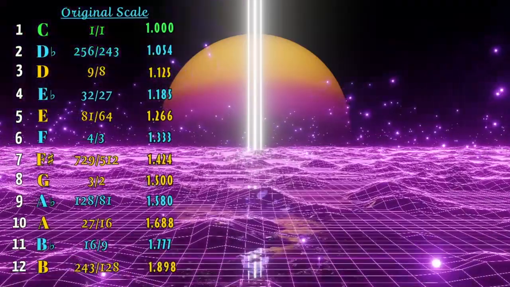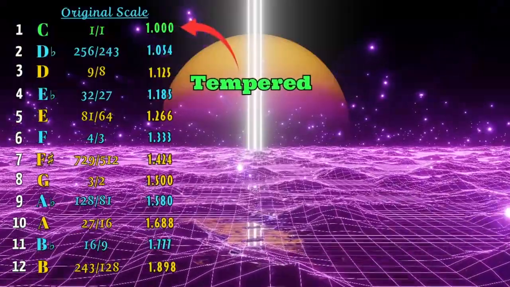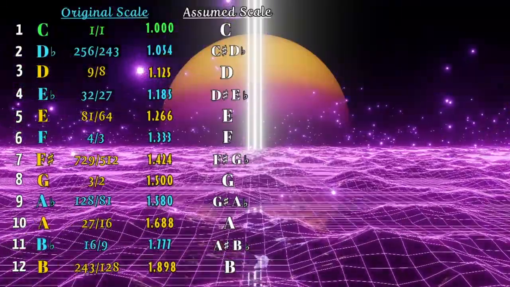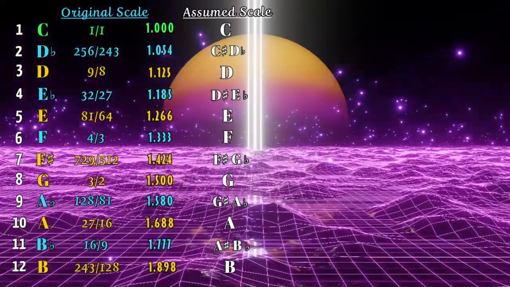Okay, got it. Math is more of a guideline than a hard and fast rule. Now we have all available notes with the simplest ratios for the Pythagorean scale. The left-hand column contains the original note values, and the right-hand column shows their assumed note values.